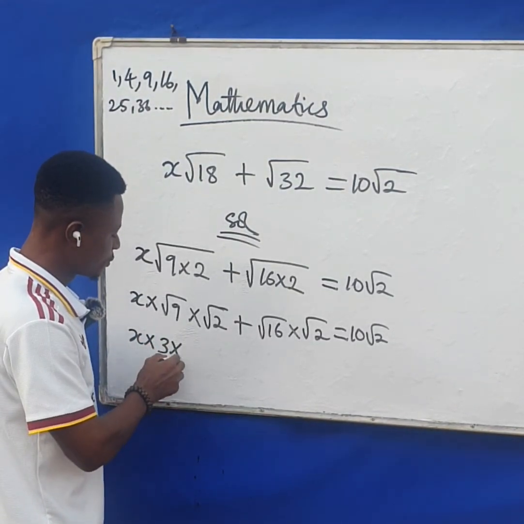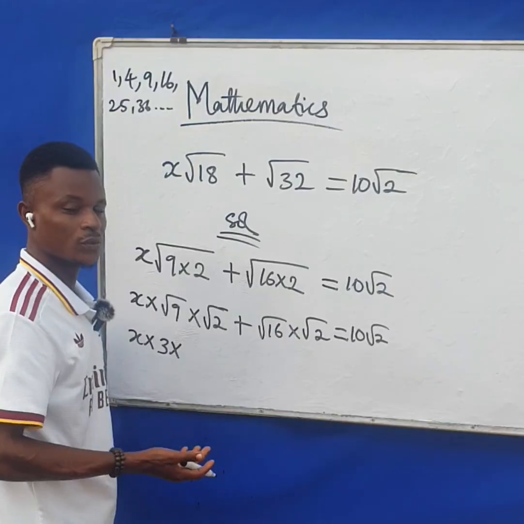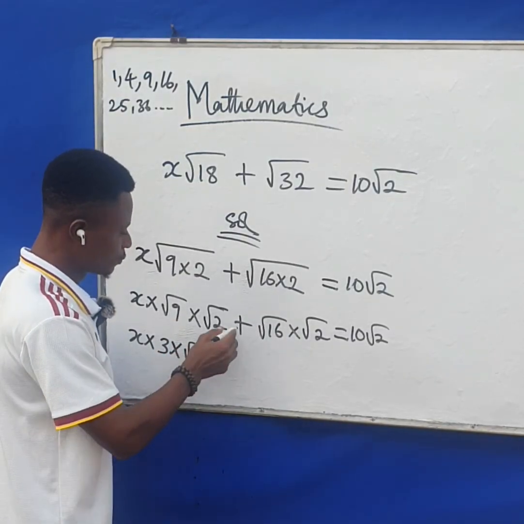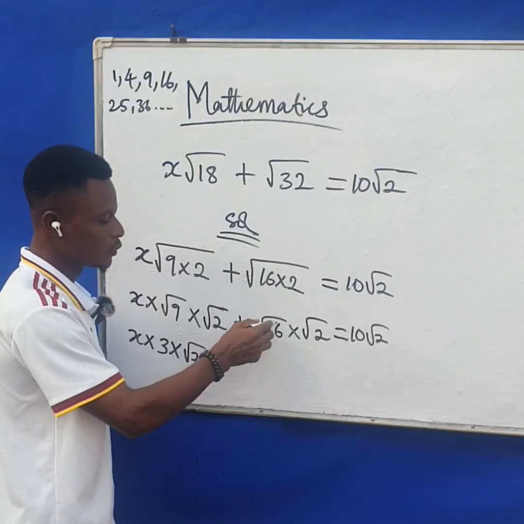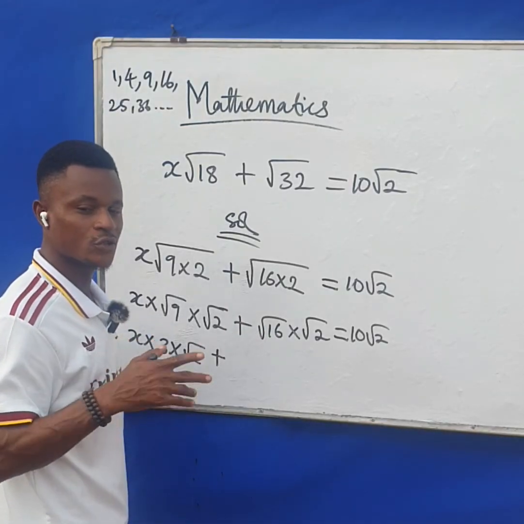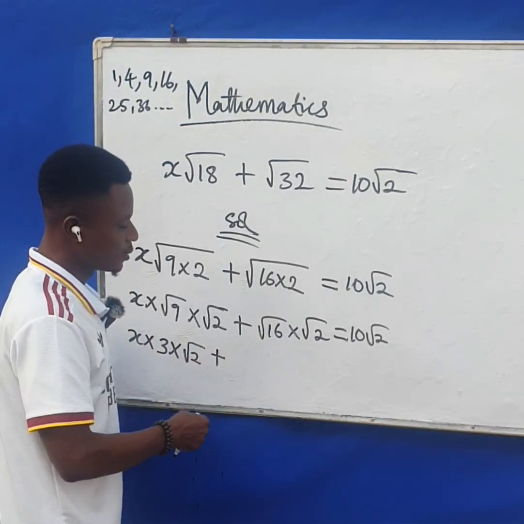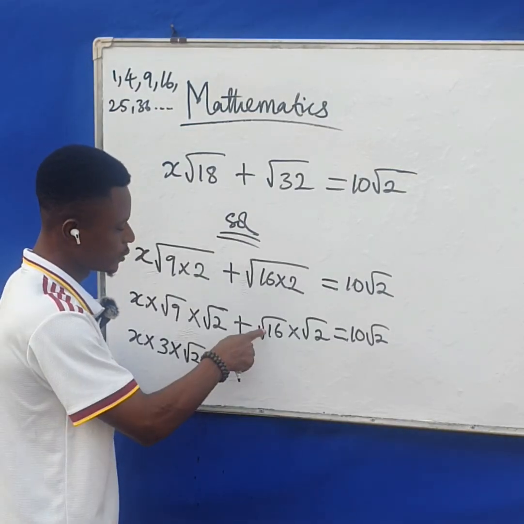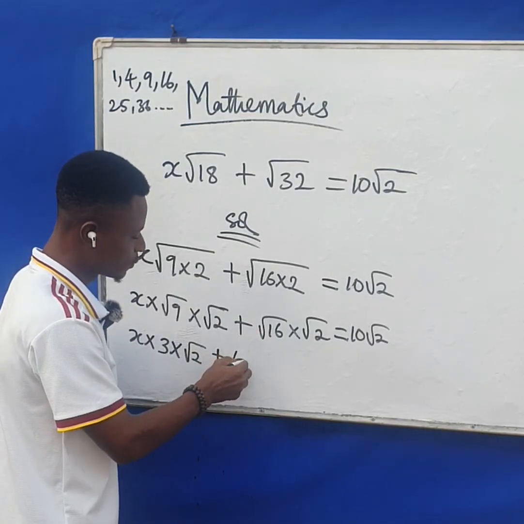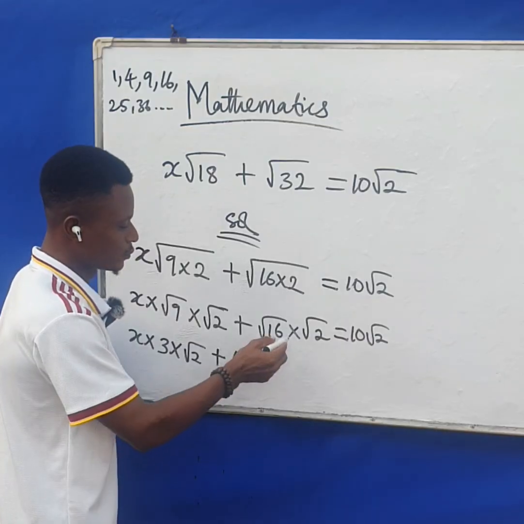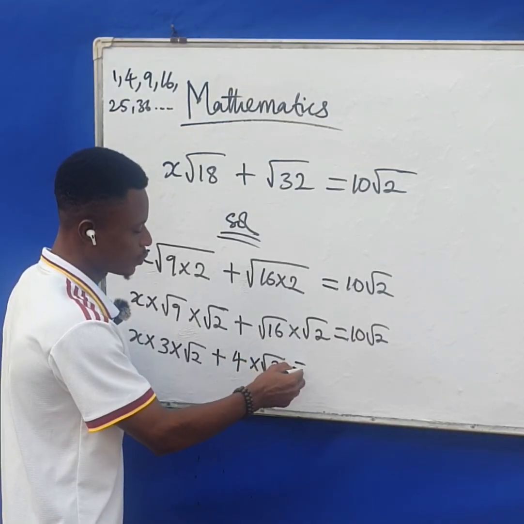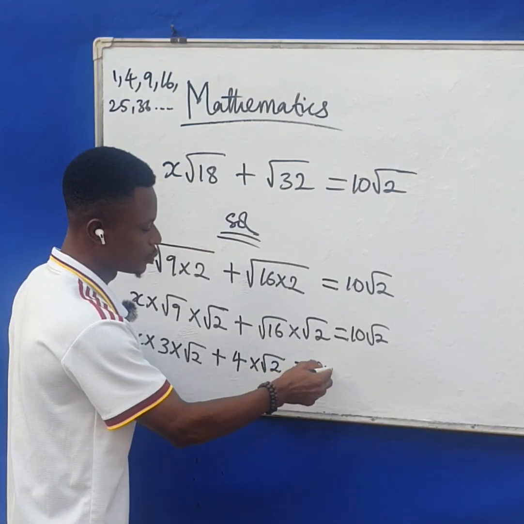Then times, if you find the square root of 2, you have decimals, so you have to write down the square root of 2. Then plus. The square root of 16 means a number that can multiply itself twice to get this 16. That number is 4. Why? Because 4 times 4 gives us the 16. So the square root of 16 is 4. Then times this square root of 2 equal to 10 root 2.